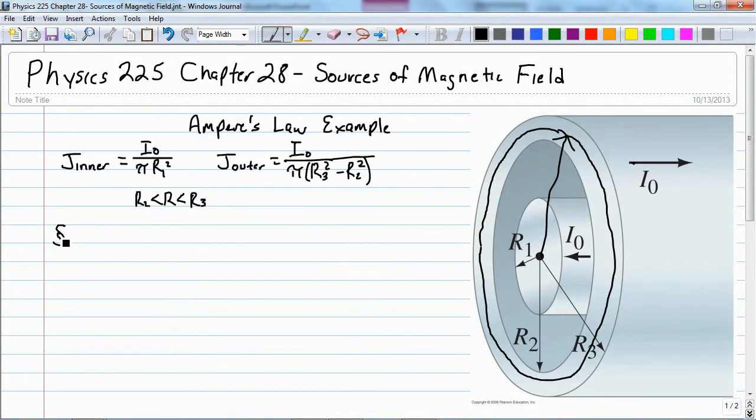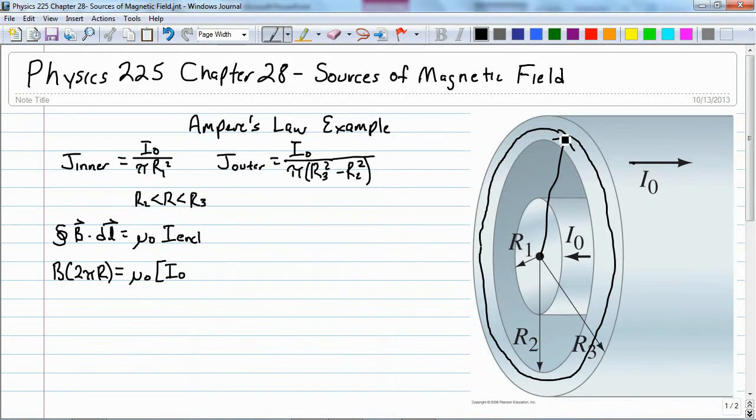So we have the contour integral B vector dot dl vector is equal to mu naught times I enclosed. So this is just going to be B times 2 pi r for my distance around, is equal to mu naught. And now I enclosed is going to have two parts. First, I have the inner conductor, which is completely inside. So that's going to be I naught.